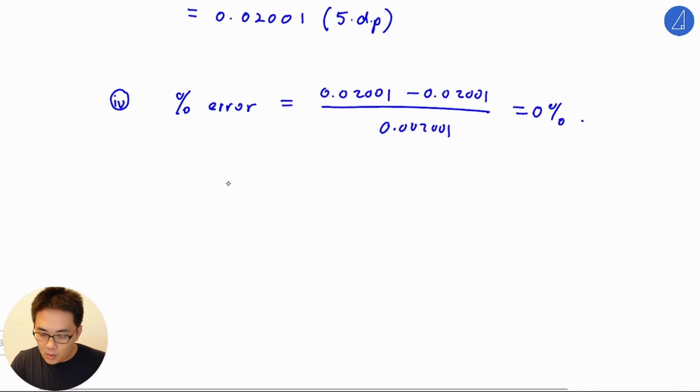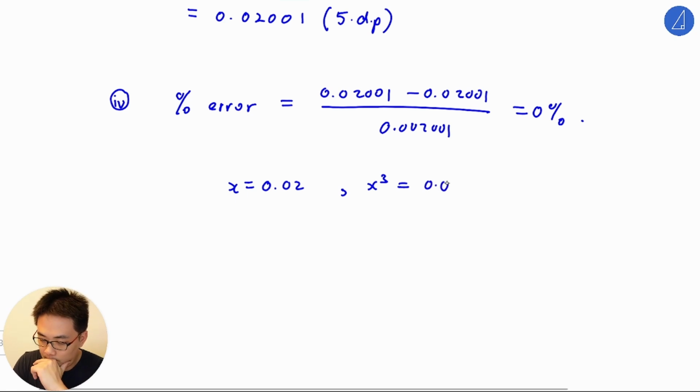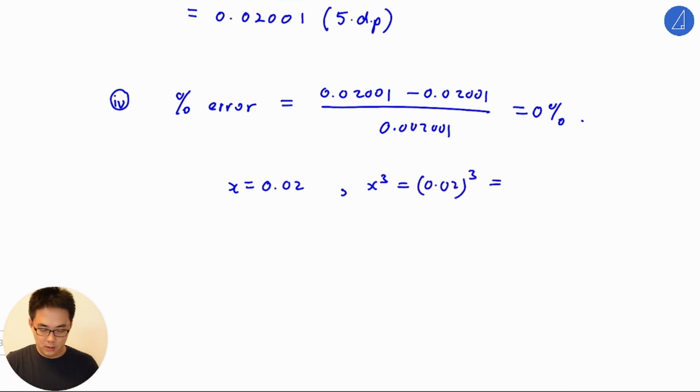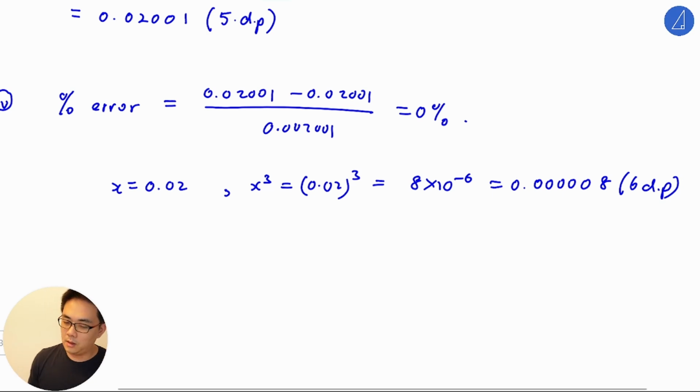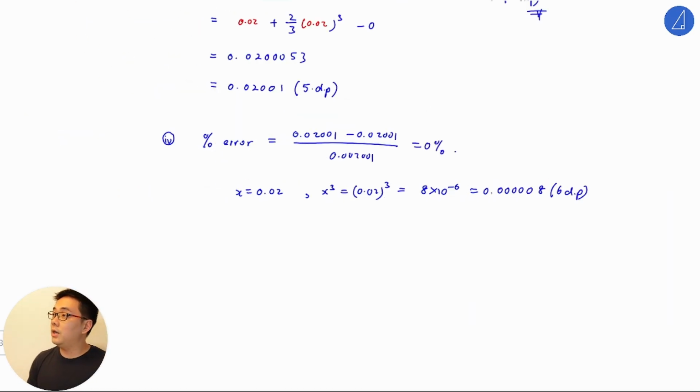Because when x equals 0.02, x cubed is what? 0.02 to the power of 3, right? Which is actually 8 times 10 to the power minus 6. This is actually how many dB? 1, 2, 3, 4, 5, 6. This is 6 dB. Agree? Any issue with that?